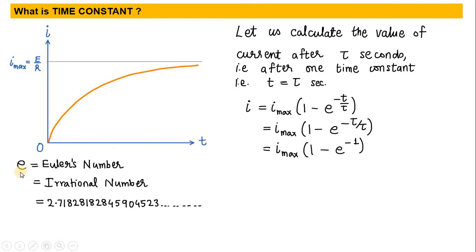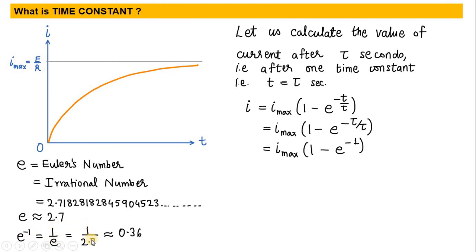This letter e, as I told, is called Euler's number. It is an irrational number, same as pi. Like pi is an irrational number, it cannot be represented as the ratio of two integers. Same way, Euler's number cannot be represented by the ratio of two integers. Its value is something like this, which goes on. It doesn't end. It is a non-terminating and non-repeating irrational number. For practical purposes, we can take its approximate value as 2.7. Then, if you want to find the value of e power minus 1, that means we have to take e power minus 1, which means 1 upon e.